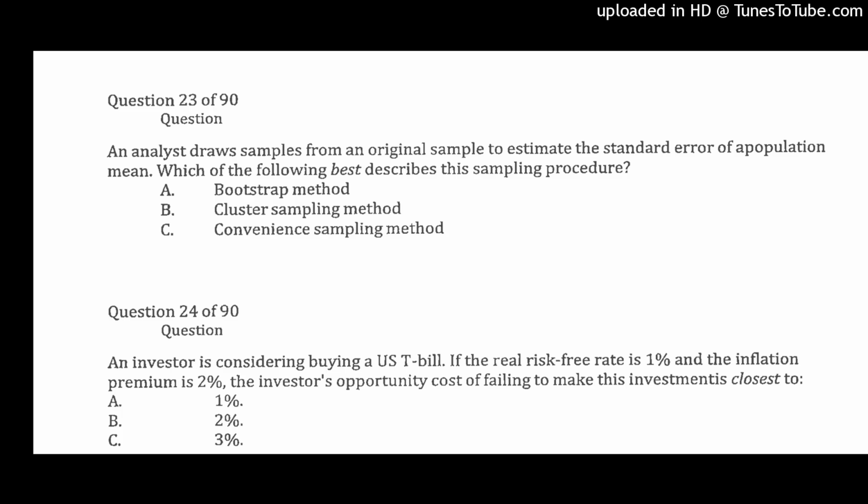So it can be drawn more than once; we are not removing it. For example, if there are 100, we had drawn 10, and then 90 are left. We are not selecting out of that 90; we are again going to put back those 10 and randomly select any 10. So that is called the bootstrap method. And here the answer is A, because it is taken from the original sample and not from the population.